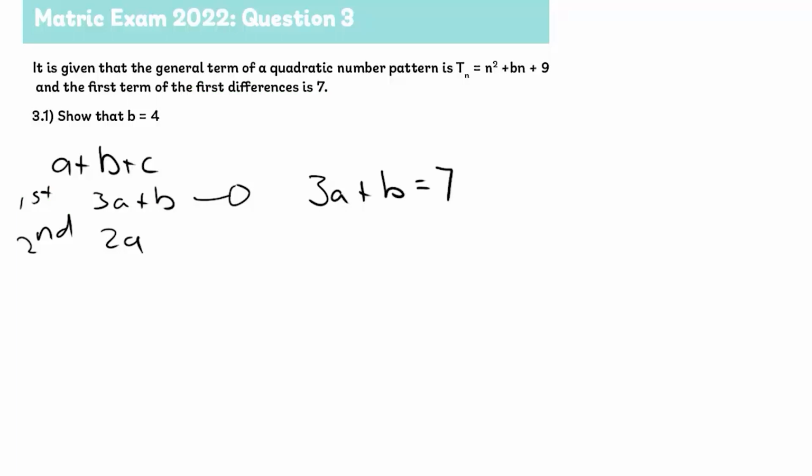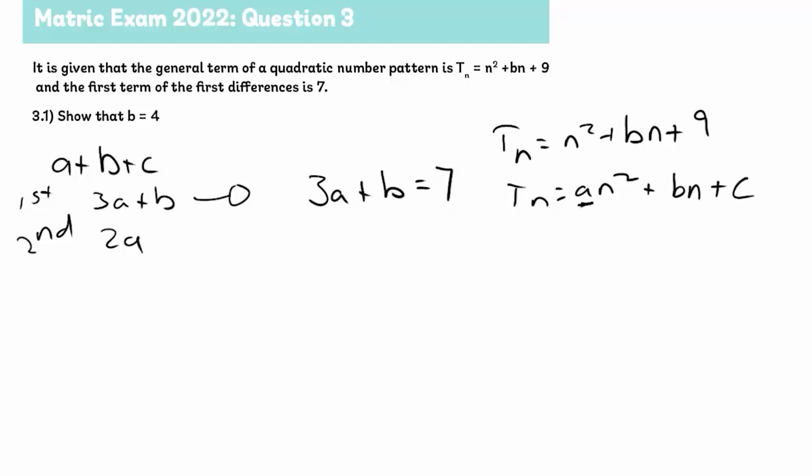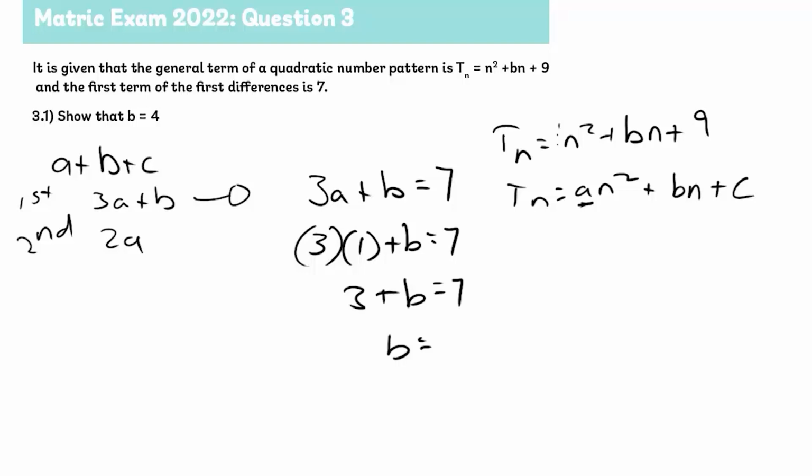The other piece of information that they give us is that Tn is equal to n squared plus Bn plus 9. And we know that the general term is Tn equals An squared plus Bn plus C. So this A is a hidden 1 over there. So 3 times 1 plus B equals 7. 3 plus B equals 7. Therefore, B equals 7 minus 3. Therefore, B is equal to 4.